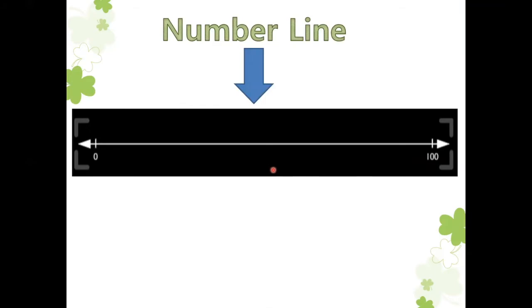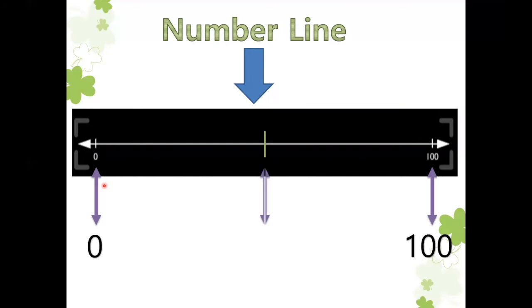Again, number line. This number line starts from 0 and it ends with what number? It ends with 100. Now, what number is in the middle? What do you think is the number? It's in the middle. It's number 50. The number that is in between 0 and 100 is 50. Again, 50.